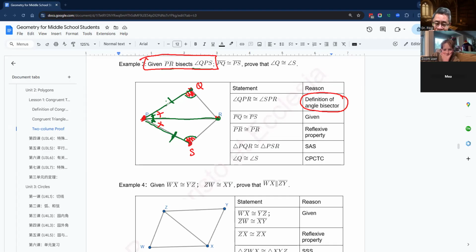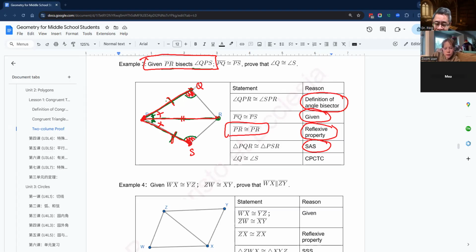And also we know the line PQ and PS are congruent. And that's given. Okay. And now we know PR, this line, has to equal itself. This we call reflexive property. So therefore, we have side angle side.